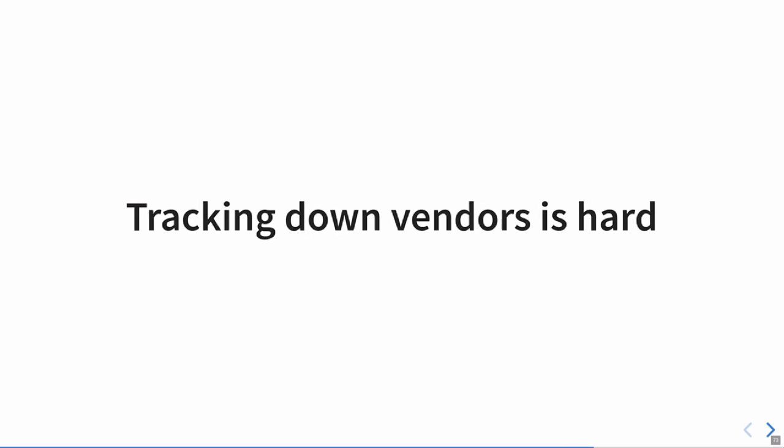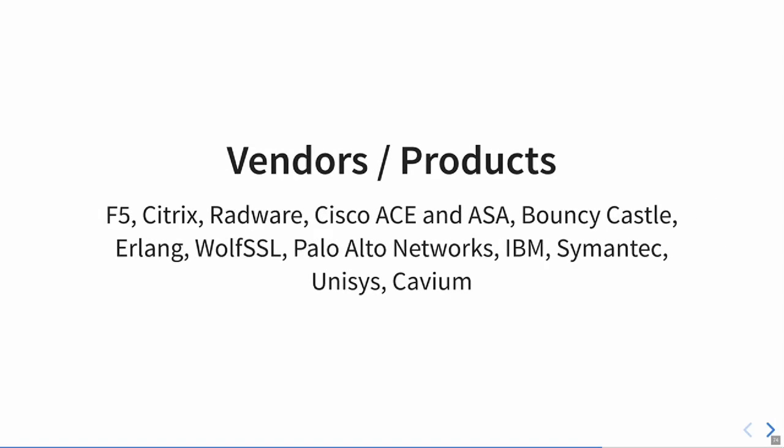After trying to contact a lot of web pages, we found a lot of vendors that were vulnerable. We figured out F5 devices were vulnerable, Citrix devices, Radware, and Cisco had two different vulnerable products. Then we tested various open source libraries. We found that Bouncy Castle was vulnerable, Erlang, Wolf SSL. And then after we published our paper, other people found out that there were more vulnerable products. For example, Palo Alto Networks, IBM, several products from Symantec, Unisys ClearPath MCP. I heard it's important. I have no idea what it is.